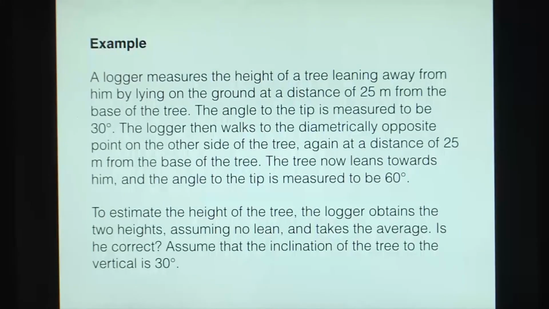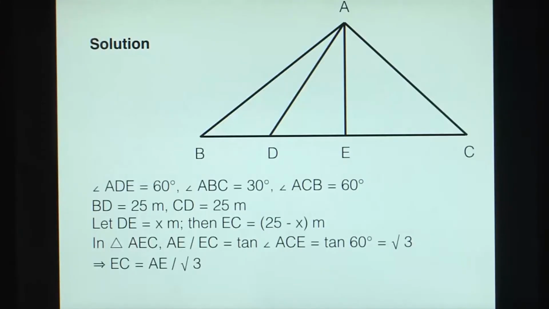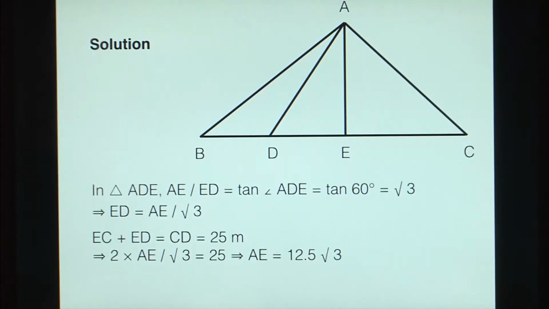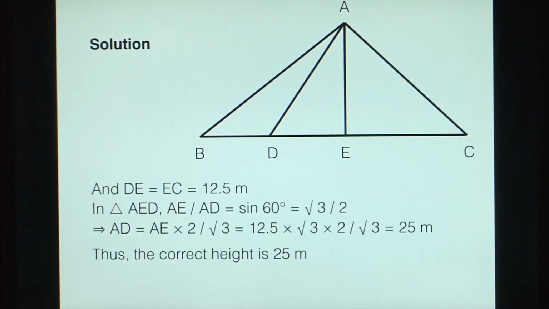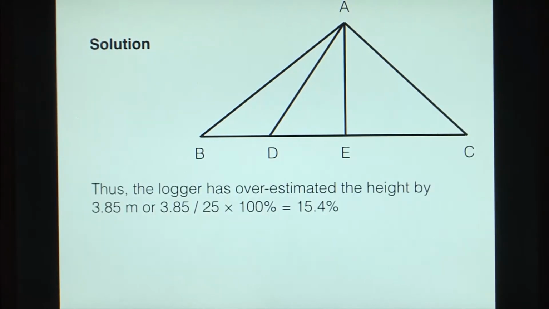of depression. Then we also looked at some problems in which we saw that when you have a tree that has a lean, you cannot take the readings from both the sides and then average them out, but you need to use principles of trigonometry to find out the correct height of the tree.